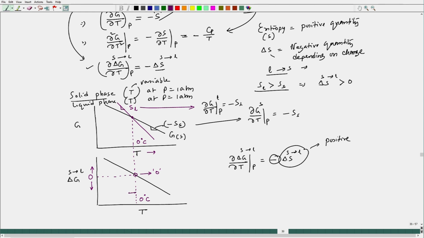Below 0 degree Celsius, I see the solid phase to be stable, beyond 0 degree the liquid phase. So, that means solid to liquid happens beyond 0 degree, and below 0 degree the liquid to solid phase change happens, and since liquid has a higher free energy there, here I am taking solid to liquid.